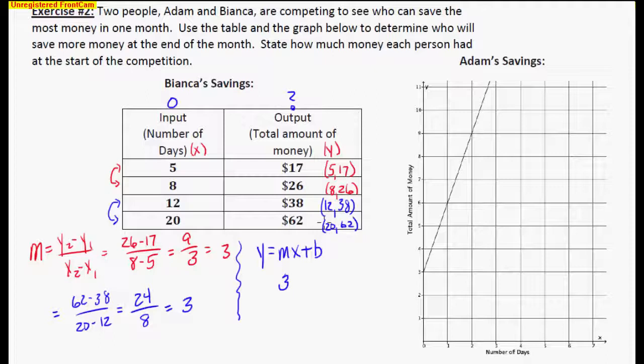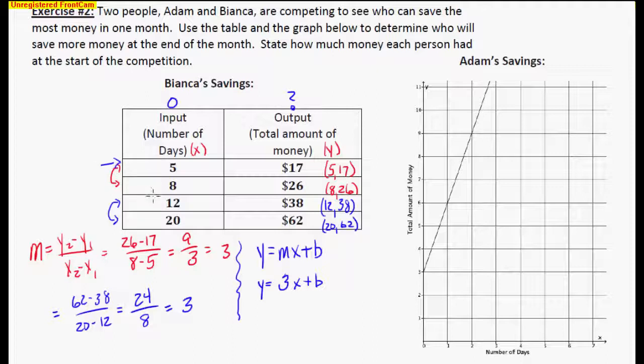Okay, now if you guys remember, we did this a few weeks ago where so far, this is what I have. Y equals 3x plus b. And we said, well, when you want to figure out your y-intercept, if you know a point that works, you can plug in that point and figure out what b is.